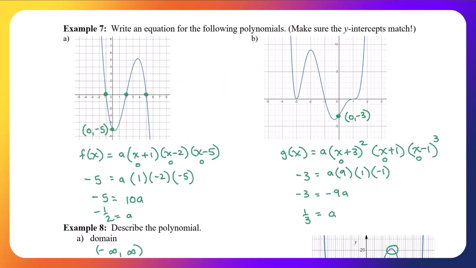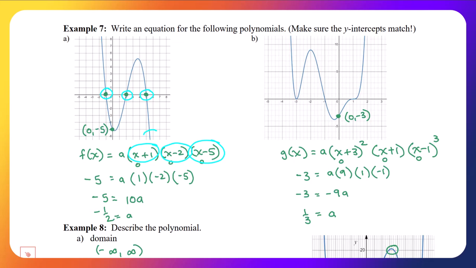A little more going on here. This -1 will give us a factor of x plus 1. This x-intercept of 2 will give us a factor of x minus 2. And this 0 of 5 will give us a factor of x minus 5.